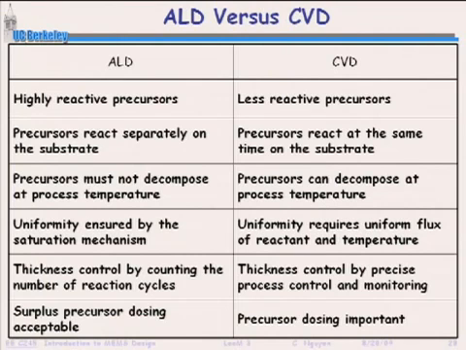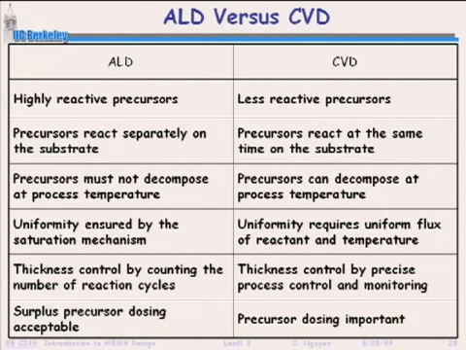In ALD, the precursors must not decompose at the process temperature. In CVD, a lot of times they're designed to decompose at the process temperature. In ALD, uniformity is ensured by the saturation mechanism. In CVD, uniformity requires uniform flux of reactant and uniform temperature. That's difficult to do. Thickness control in ALD just counts cycles. Thickness control in CVD requires very precise temperature, very precise everything. So difficult to do.